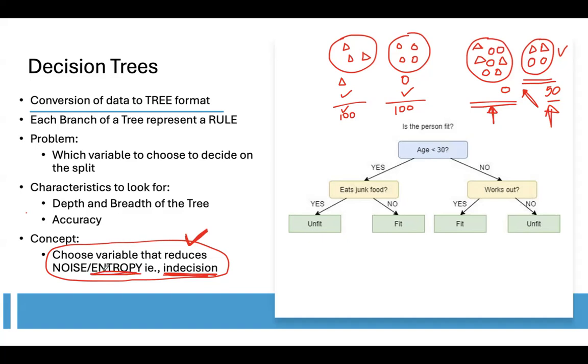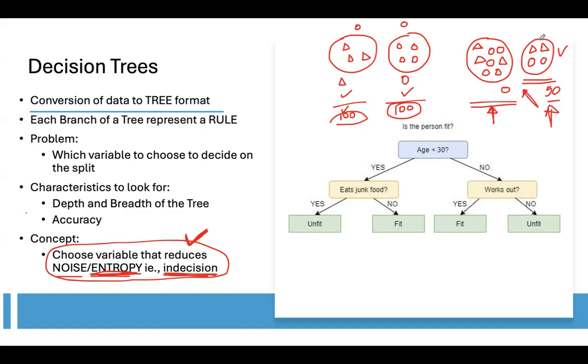So when you are absolutely sure about the label, you say that the noise is zero or the entropy is zero. Entropy is the amount of disorder that is present, or the amount of noise that is present in the system, or you can call it the level of indecision that is present in the system. If the indecision is zero, noise is zero, there is no ambiguity, no confusion, then we say that the noise is zero or the entropy is zero. So out of these systems, here you have the entropy as zero, here you have the entropy as zero.